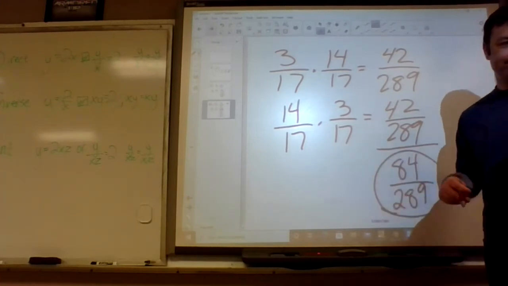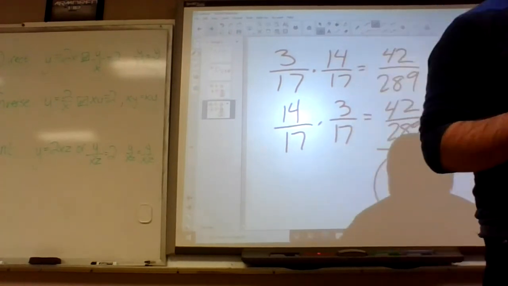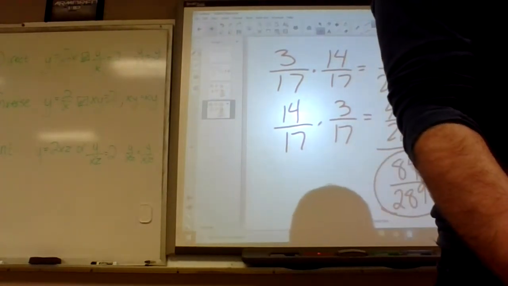Okay, we're cruising. I don't think any of these reduce. Yeah, it looks like they're all over 289, so we don't have to worry about that. I'm okay with that.